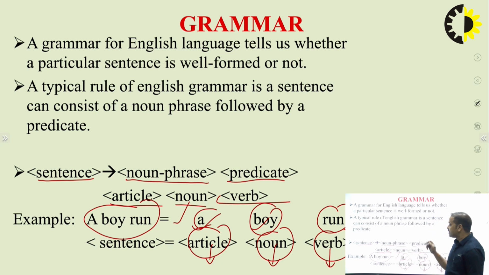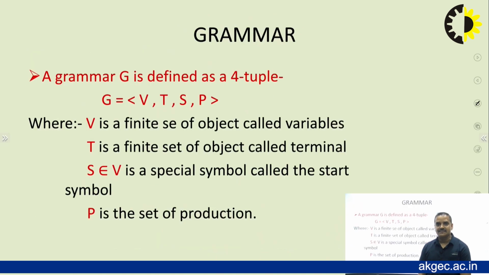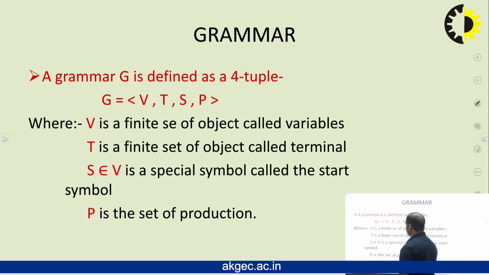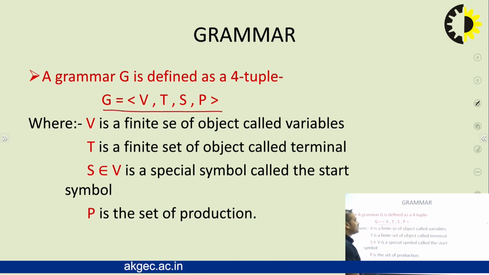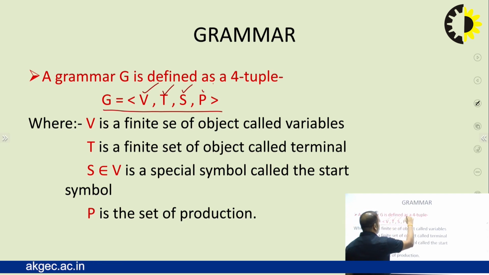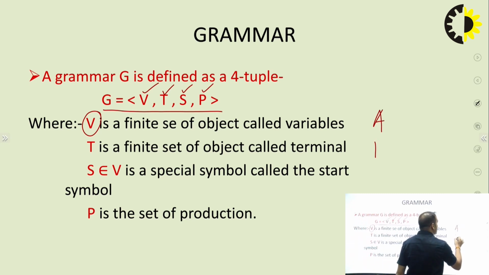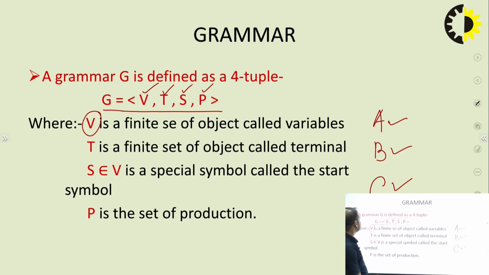By using these concepts, we translate the given sentence into the form of symbols. Here, a grammar G is defined as a four tuple. This is the four tuple, G equals V, T, S, P, where V is called a finite set of objects called variables. Variables means symbols whose value may be changed. They are like capital A, capital B, capital C. These are used as variables. That means V is the set of variables, which are also called non-terminals.